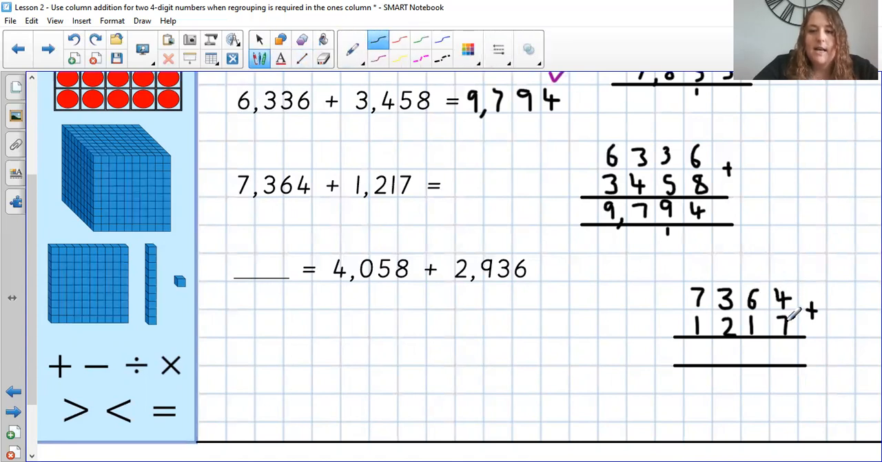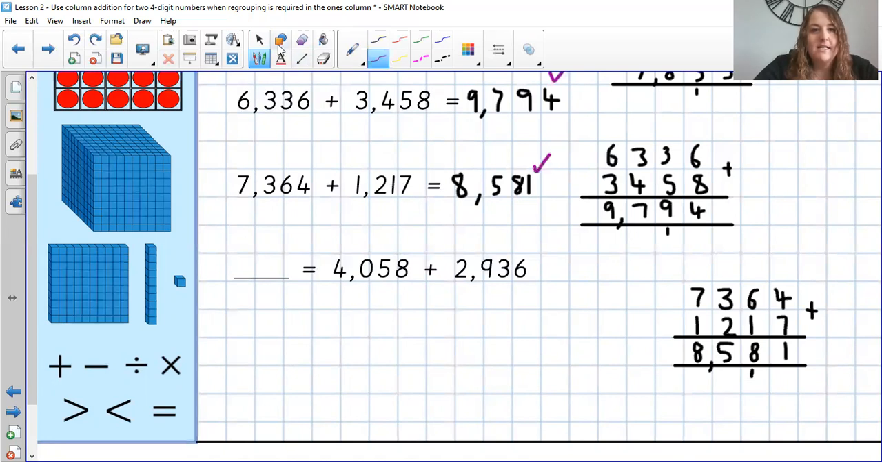Okay, 4 add 7: 7, 8, 9, 10, 11. 1 in the ones, and I carry that 1 ten over. 6 add 1 is 7, add 1 more is 8. 3 add 2 is 5, and 7 add 1 is 8. So if you had the answer 8,581, please give yourself a tick and a big well done again.